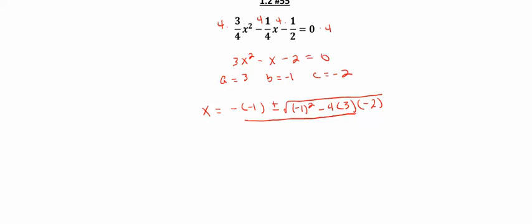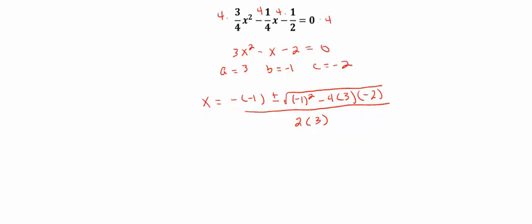So now we'll use the quadratic formula, which is x equals negative b plus or minus. So x equals negative, b is -1, plus or minus the square root of b squared, minus 4 times a, which is 3, times c, which is -2, all over 2a. So 2 times 3.